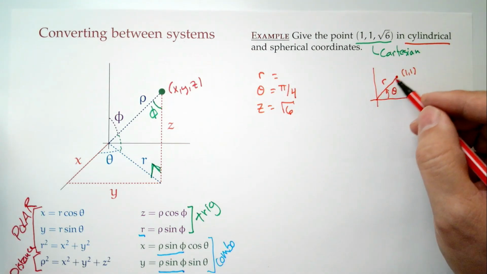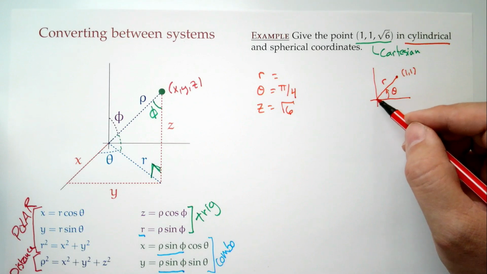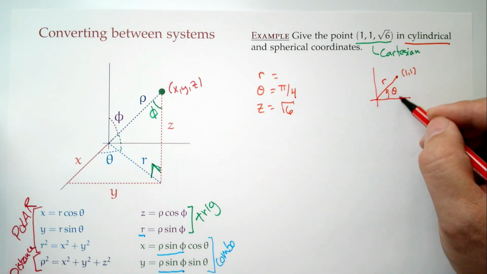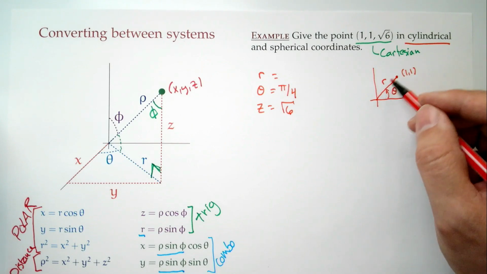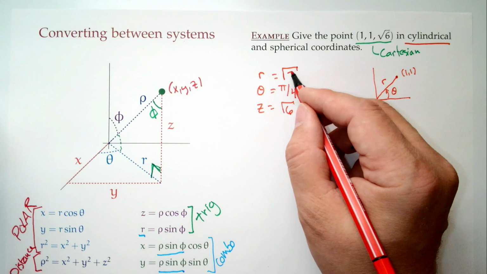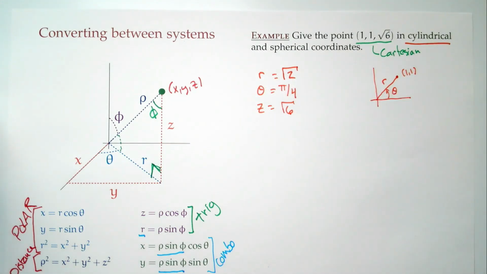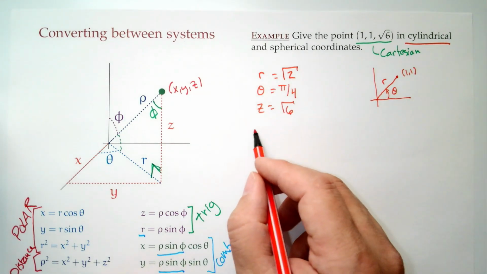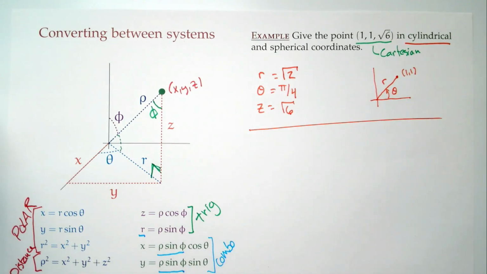Now r, well, Pythagorean theorem, because you can think of 1, 1. So 1 squared plus 1 squared would be 2. So the r would be square root of 2. All right. So there is r, theta, and z. Okay. Well, that was good.